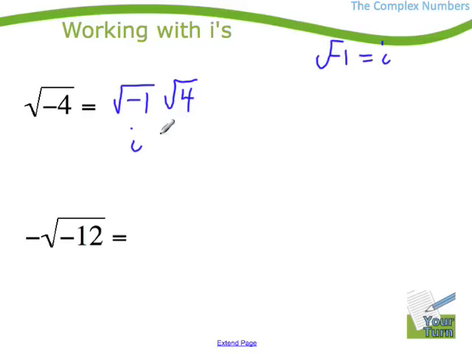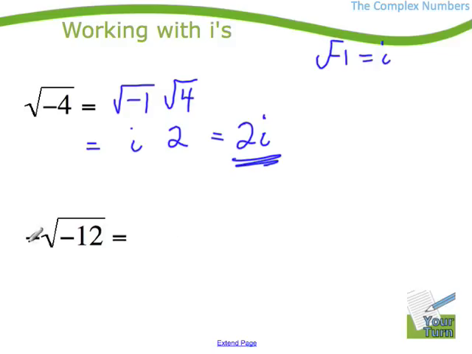And the square root of 4 I know is 2. And so the square root of -4 I can actually rewrite as i times 2, or usually we write it the other way, as 2i. Okay, square root of negative 4 is 2i. Let's try this one. Here I've got a negative under the square root, so I can work with that.